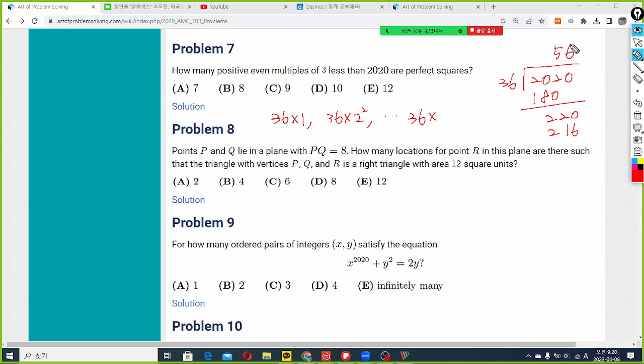So 7 squared, 49, is less than 56, but we cannot include 8 squared, because 8 squared is greater than 56. So these numbers are perfect squares and they are even multiples of 3, which means multiples of 6. So there are 7 numbers.